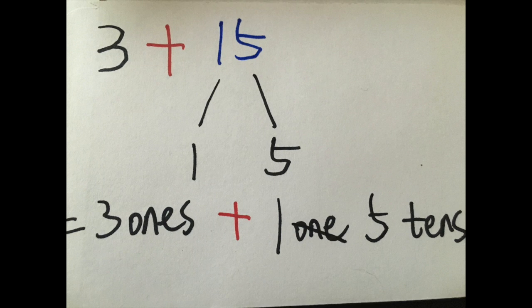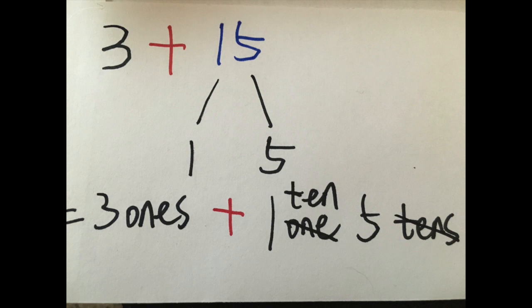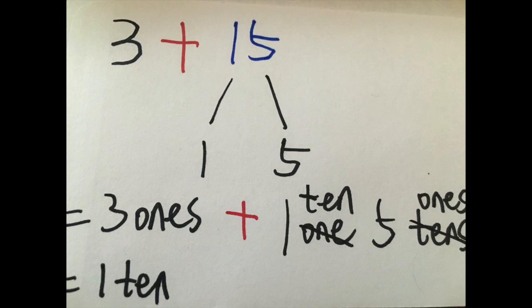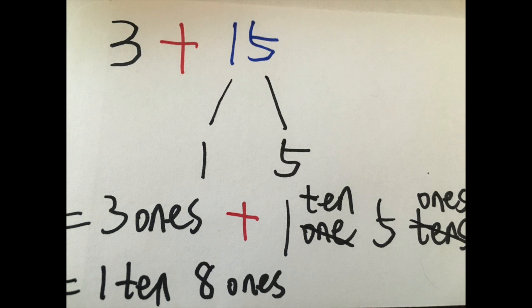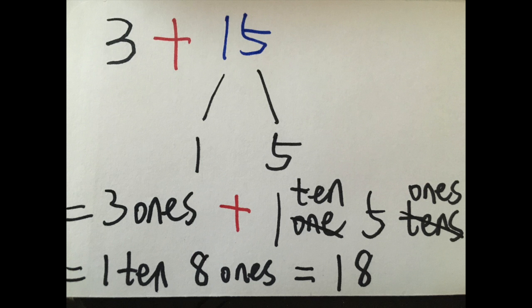But here, 3 ones added to 1 ten and 5 tens. Is that correct? Definitely not. So we have to change it to 1 ten and 5 ones. Then we can get 1 ten and 8 ones. 1 ten 8 ones means that the final result is 18.